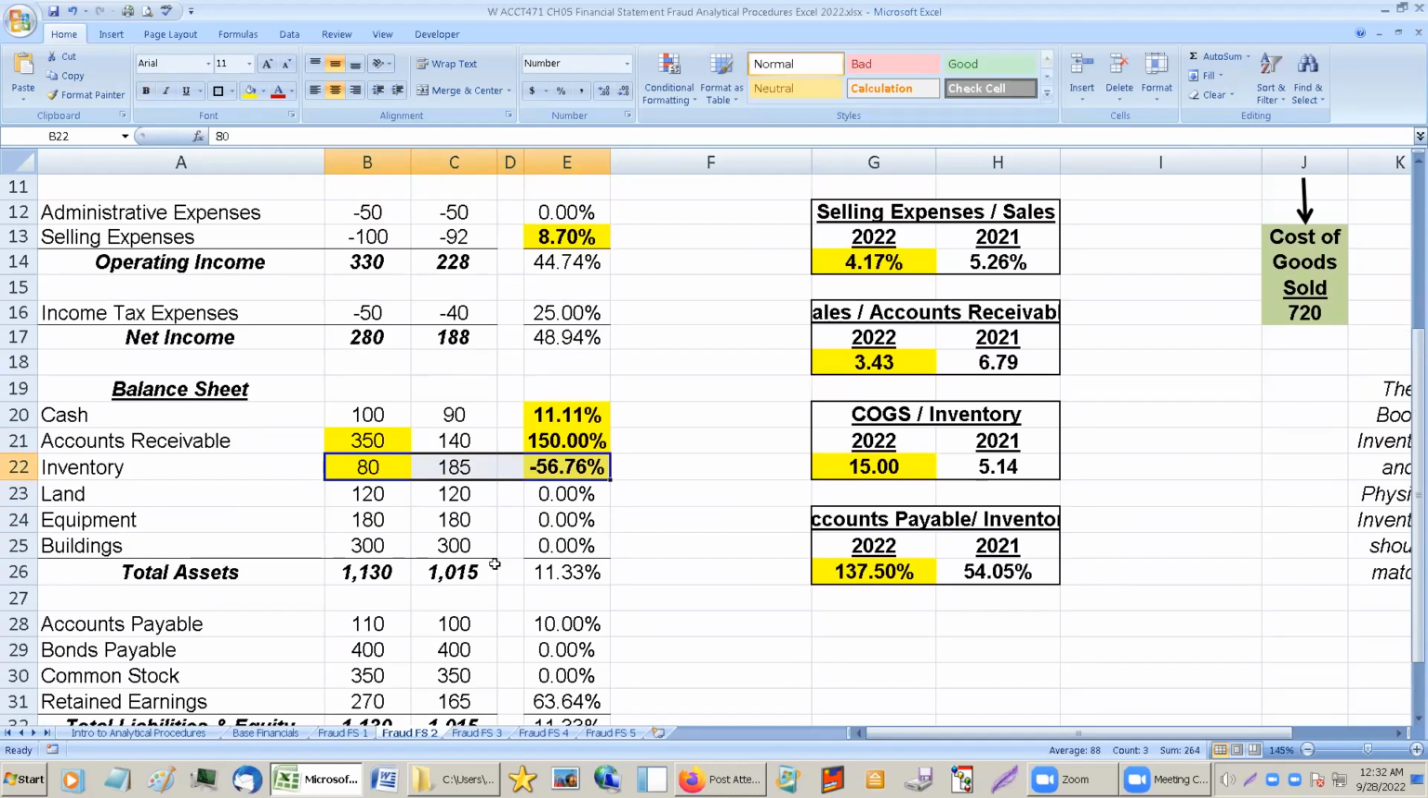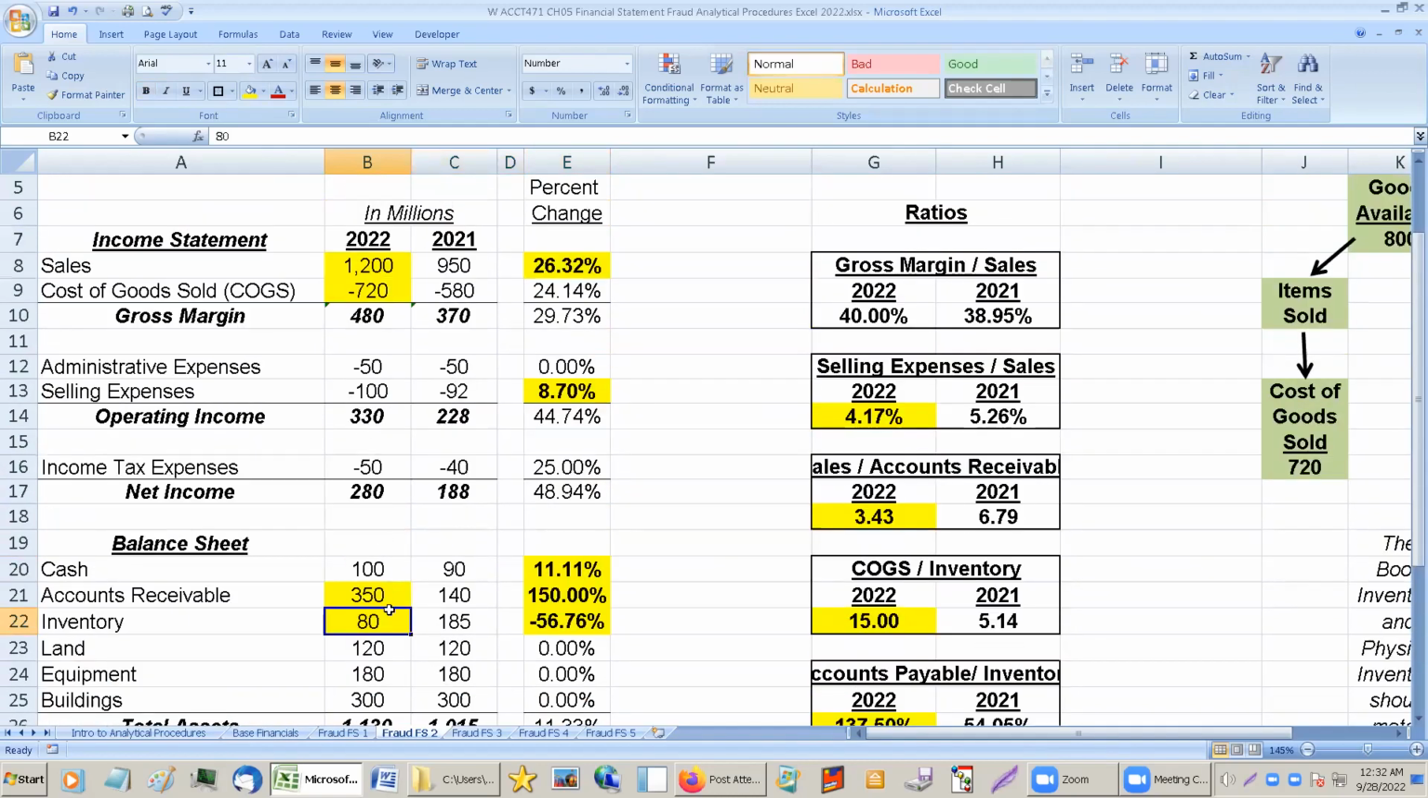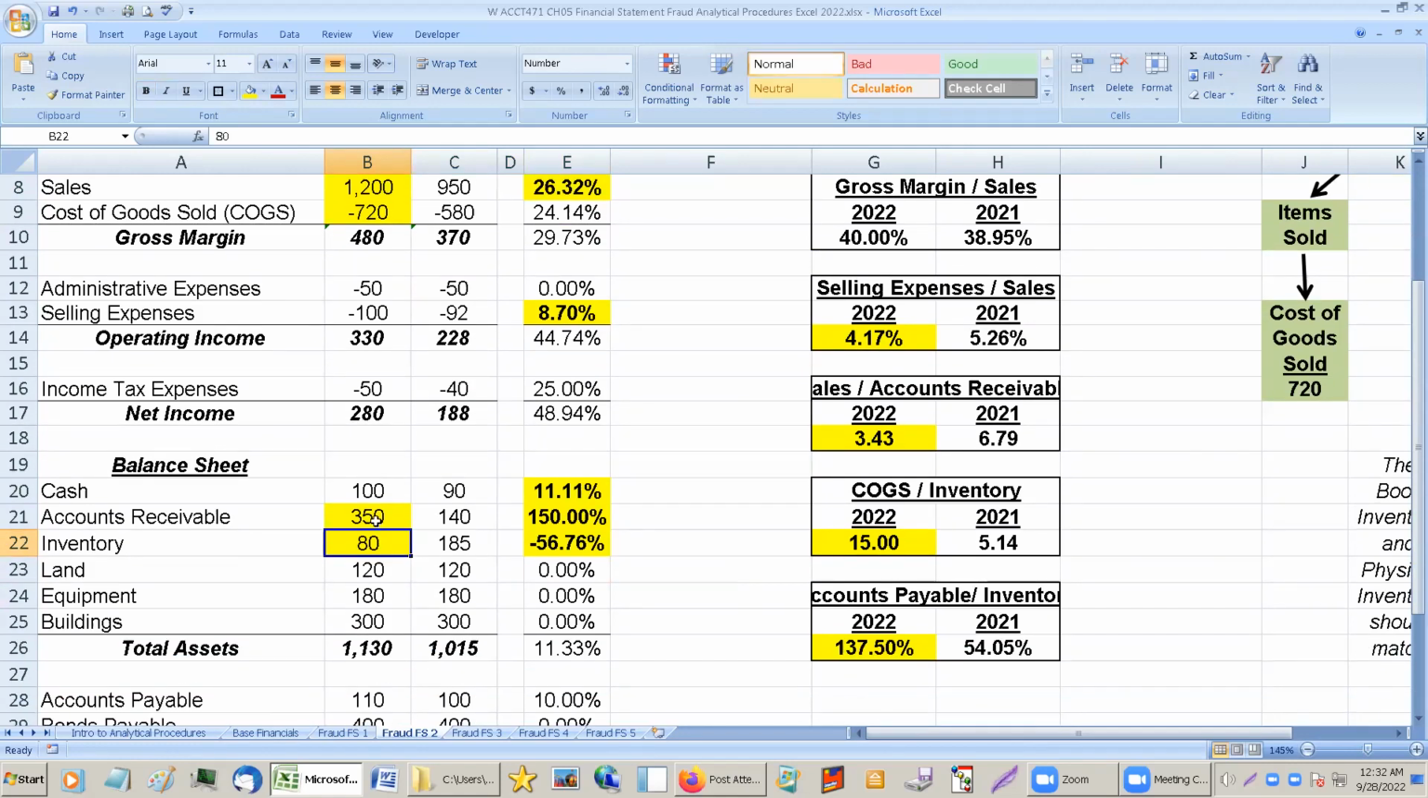I think we talked about this in the Chapter 5 handout. Generally, when your sales go up quite a bit, to feed those sales, to keep those sales going, you order more inventory. So inventory dropping considerably is a problem. You got to have stuff on the shelves to keep it going. So if their sales do jump up, you should usually have an increase in inventory too.